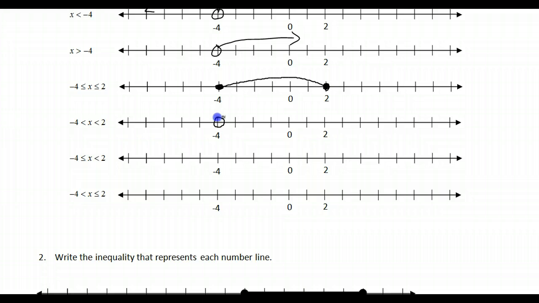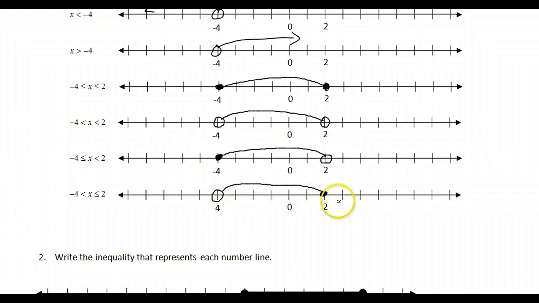Here, same thing, but it's strictly less than, so negative 4 is strictly less than x, but negative 4 is not included as part of the solution, nor is 2. Negative 4 is less than or equal to, but 2 is not included as part of the solution. And in this case, negative 4 is not part of the solution, but positive 2 is. Okay. And now we want to interpret. Let's move on down.